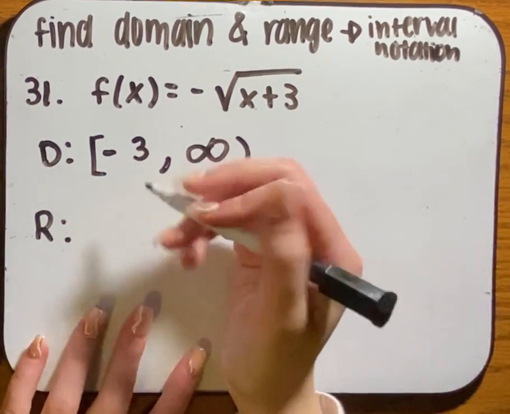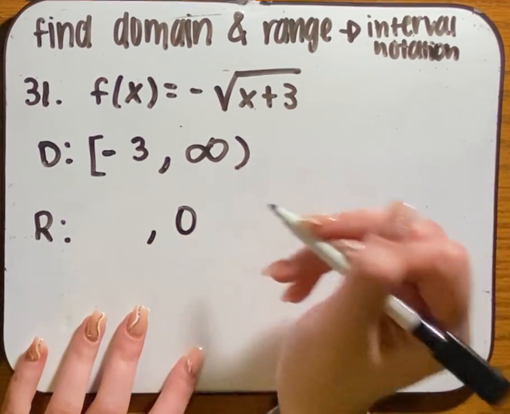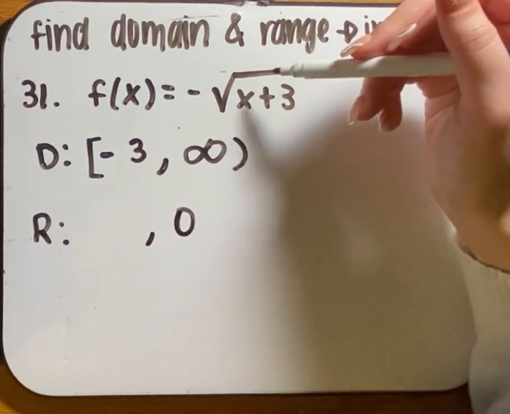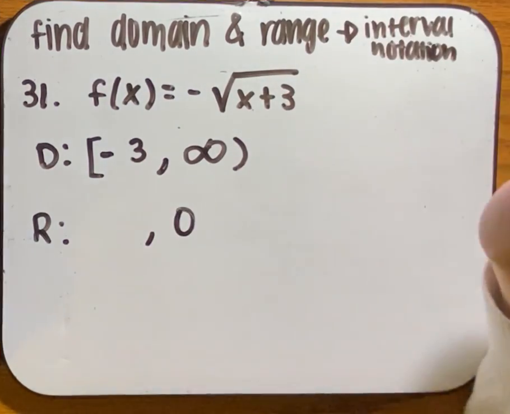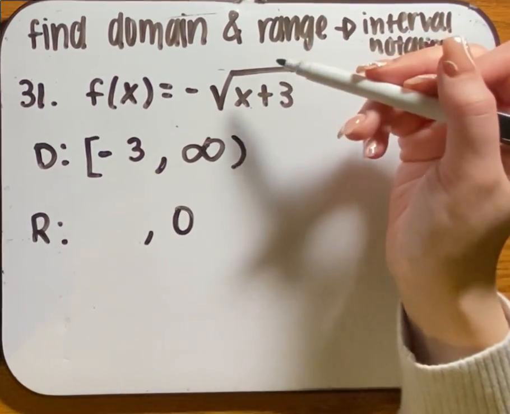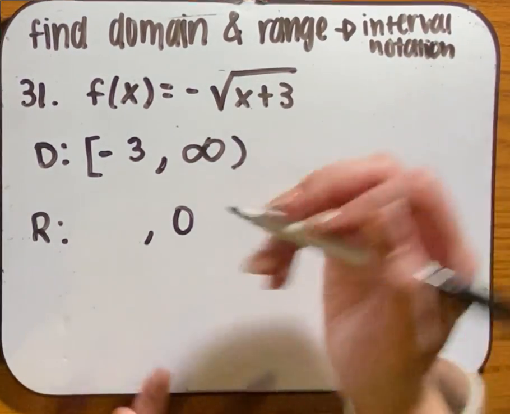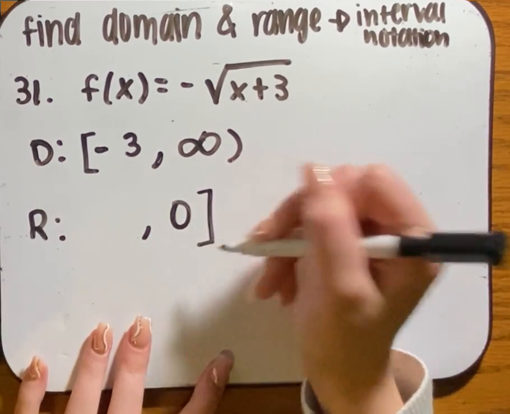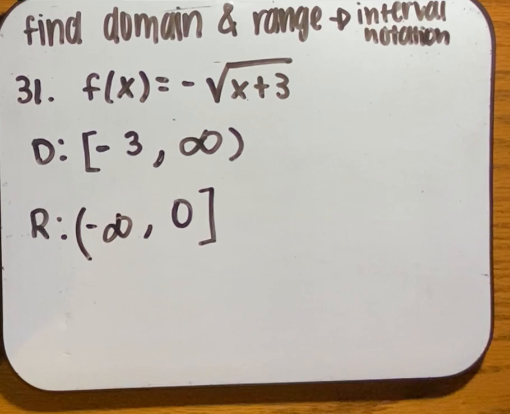So for the range, we don't go past 0, just because of this always being a positive term and this always being a negative term. So we know that it will always be negative unless it equals 0. So unless this was a -3, and then we would get the square root of 0 equals 0, so that would just be 0. So we know this includes 0, and then it goes to -infinity. So that is the answer for number 31.